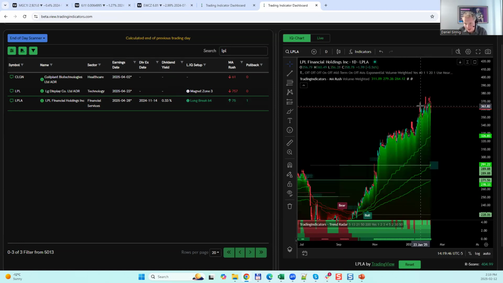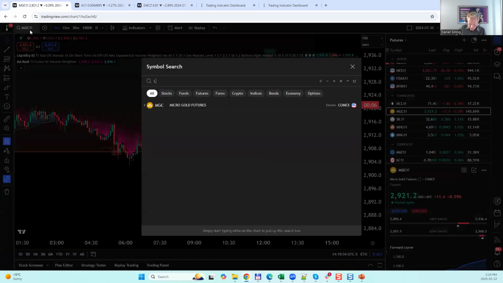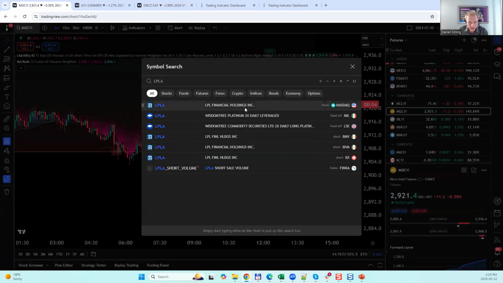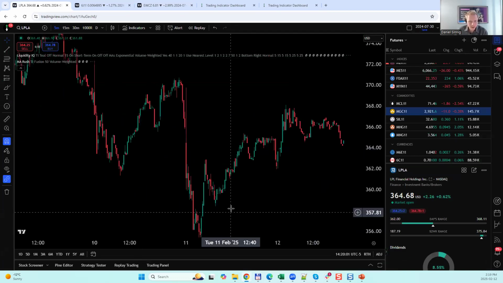It is overextended here, but let's look at it from a shorter term perspective, maybe very short here on the 5-minute time frame, LPLA. All right, let's see what we see here on our levels.